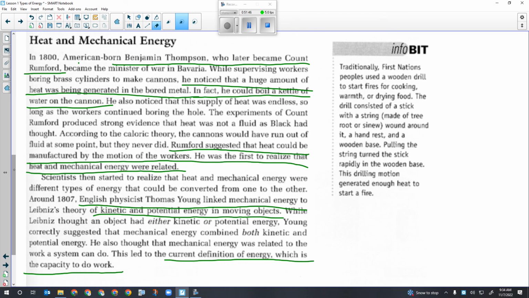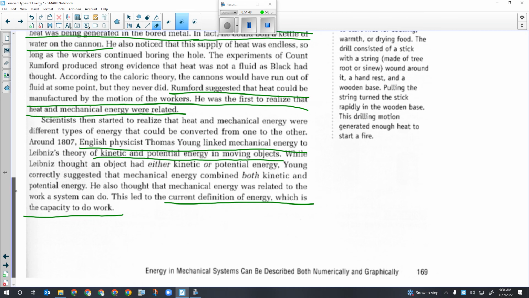All right. Then, a little while later, Thomas Young linked mechanical energy to this idea of kinetic and potential. So he said, there's the mechanical energy that's being converted into thermal energy, but mechanical energy comes in two kinds, kinetic and potential, because if you drop something, it turns into kinetic. That kinetic can then be converted to thermal, and so on and so on. So it was kind of like a chicken and the egg kind of thing, where they kept going back. So that led to our current definition of energy, which is the capacity to do work. Any type of energy can obviously do work.